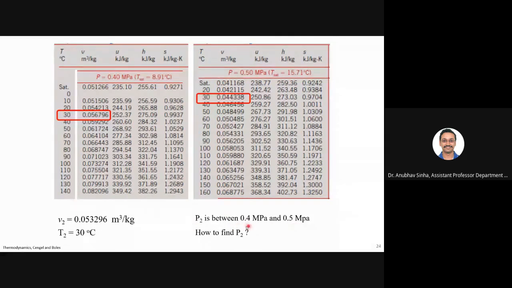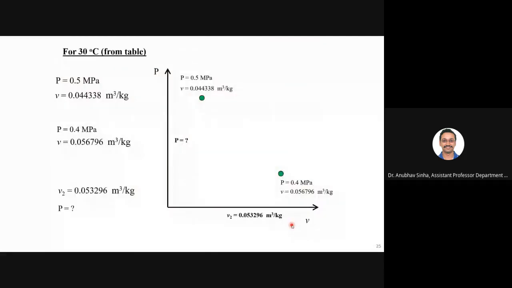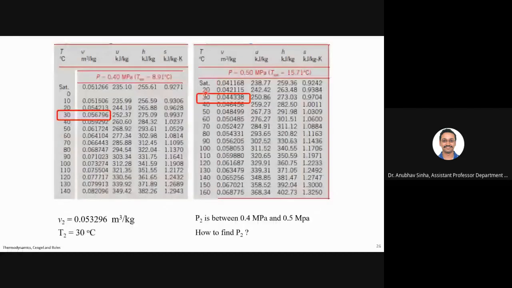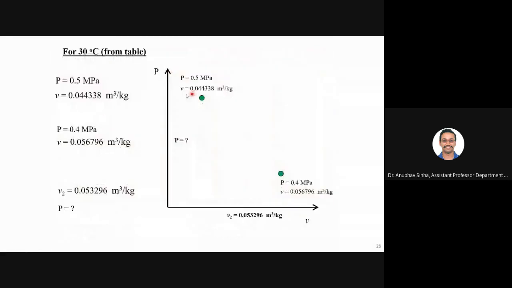So by this, I can conclude that P2 is between these two. This is the range where P2 can lie. So what I can do is interpolate. If you take a PV plot, I know that for this point, 0.5 megapascal, this is the volume. This volume is coming from here, 0.044 and 0.056. So 0.044 at 0.5 megapascal, 0.056 at 0.4, right? These are the two points I have. Let me draw a straight line connecting the two points.